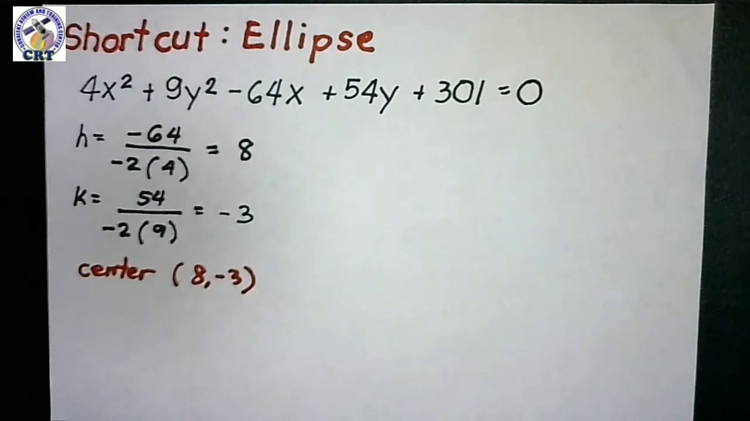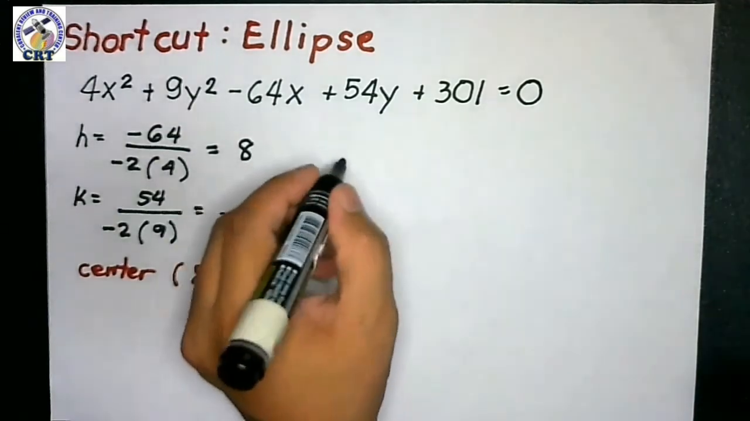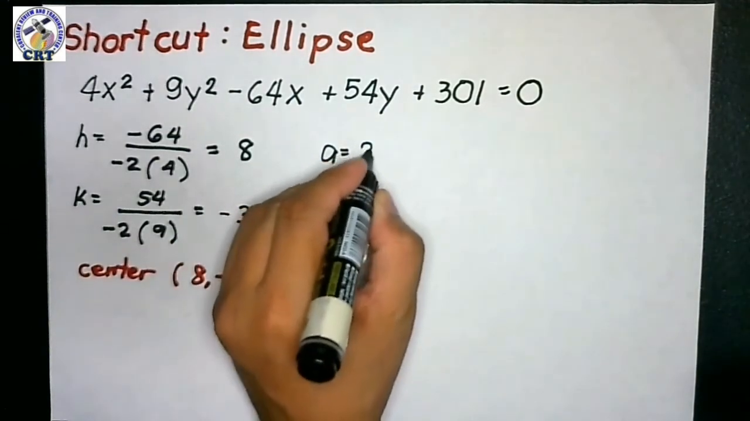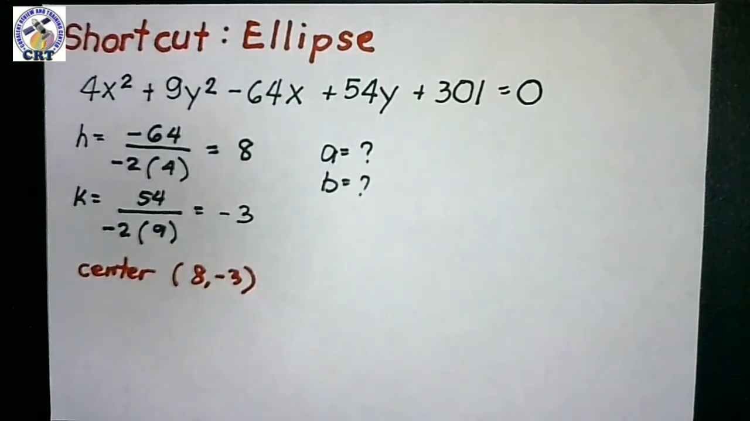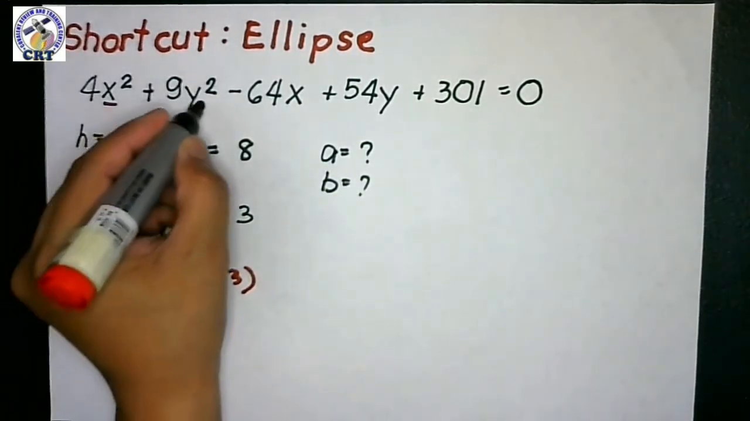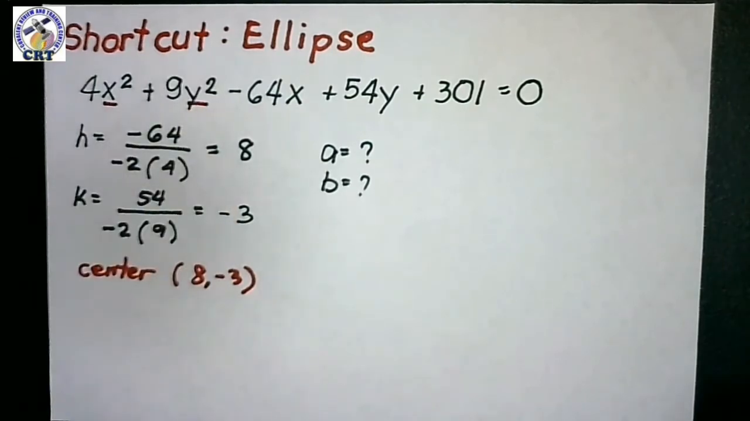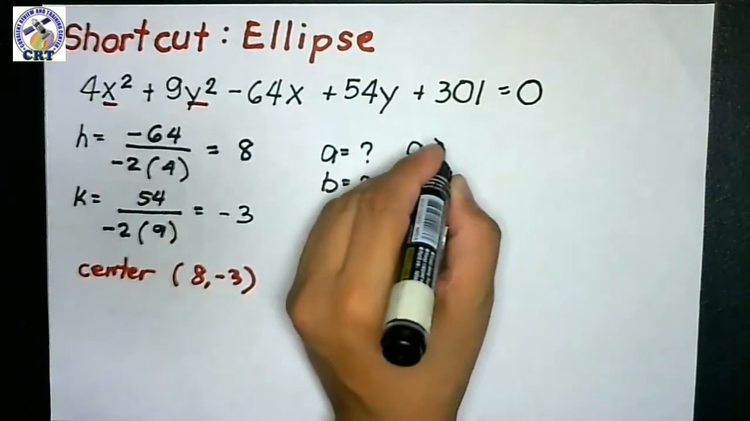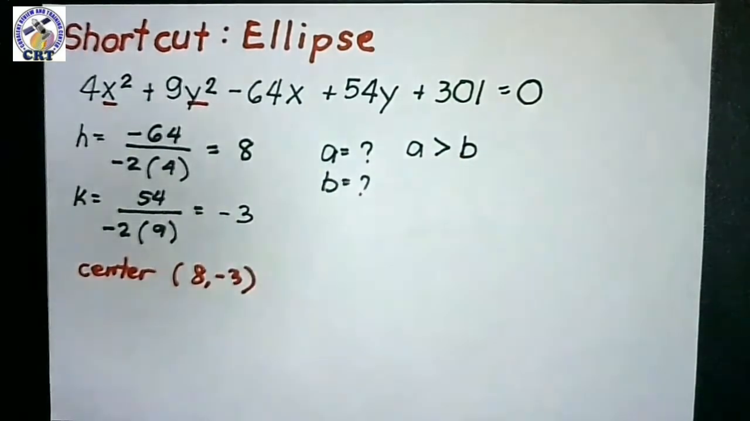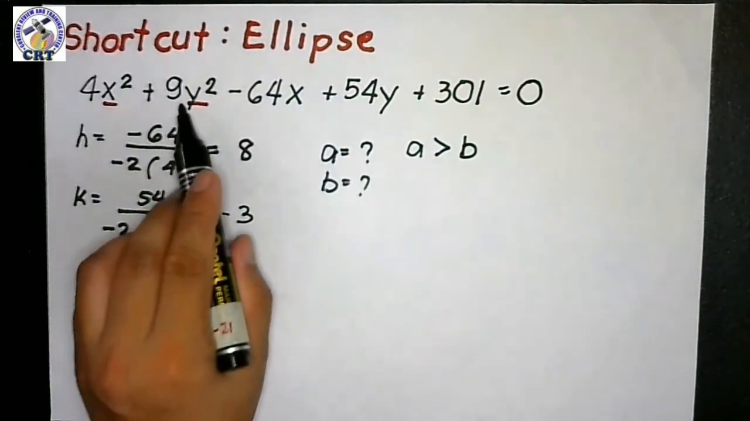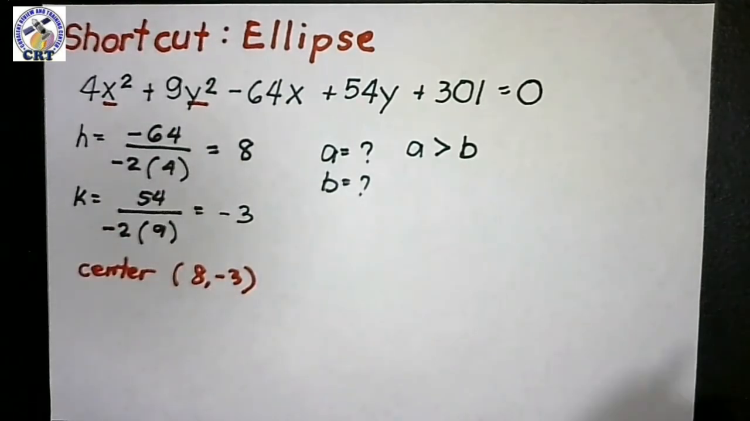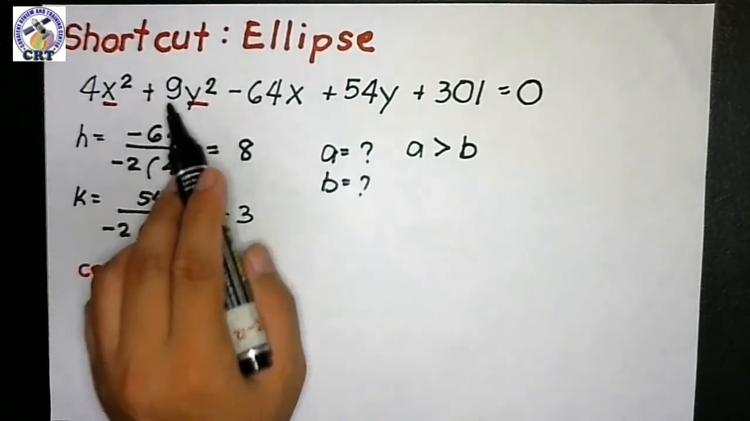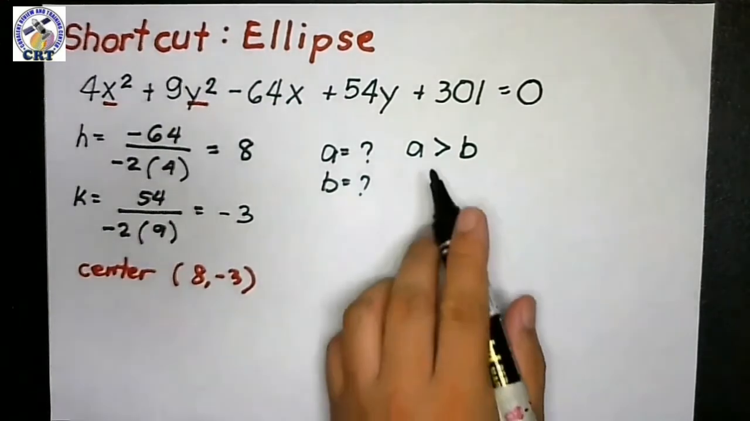Okay? Then, para naman makuha yung A and B. So, for A and B, shortcut din natin yan. So, titingin lang tayo sa x squared at y squared. At tandaan natin, A is always greater than B. So, therefore, coefficient ng x squared, y squared, ano ba ang mas malaki dyan? So, mas malaki yung 9. So, obviously, kung ano yung mas malaki, yun yung A.